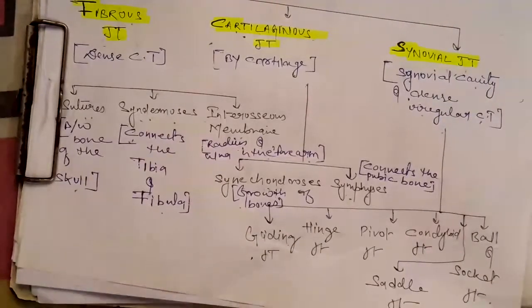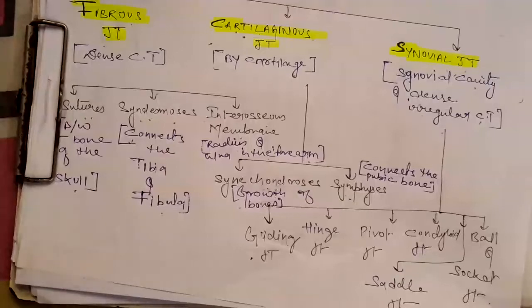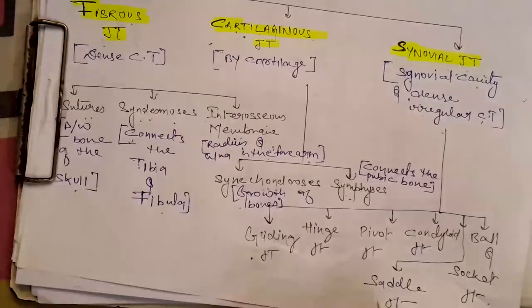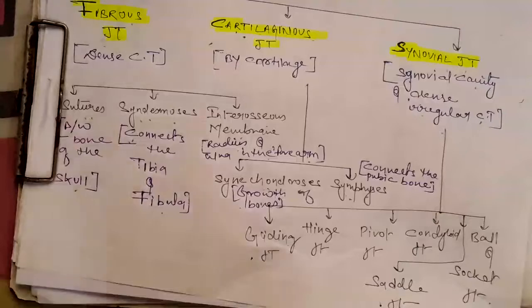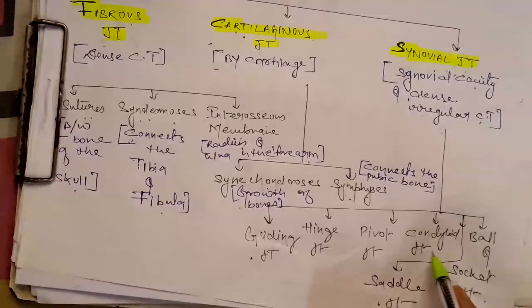The next synovial joint is pivot joint. The pivot joint is found in the joint of the head. Because of the pivot joint, the head rotates. And next one is saddle joint. The example of the saddle joint is the thumb. Next we will see the condyloid joint. The condyloid joint is found between the mandible and temporal bones.